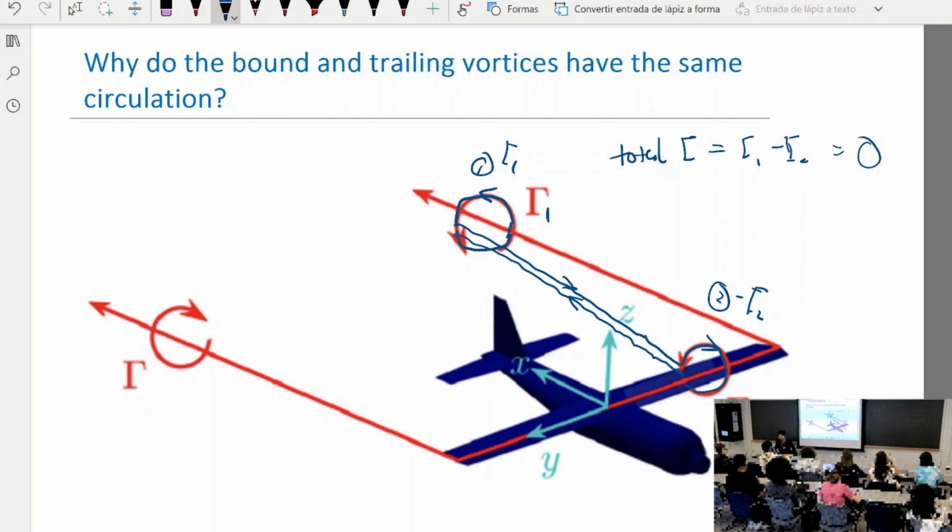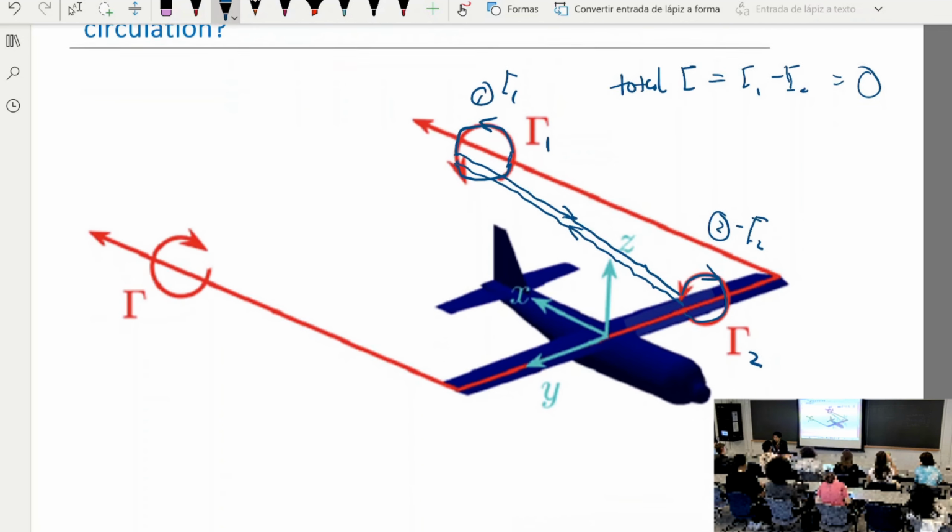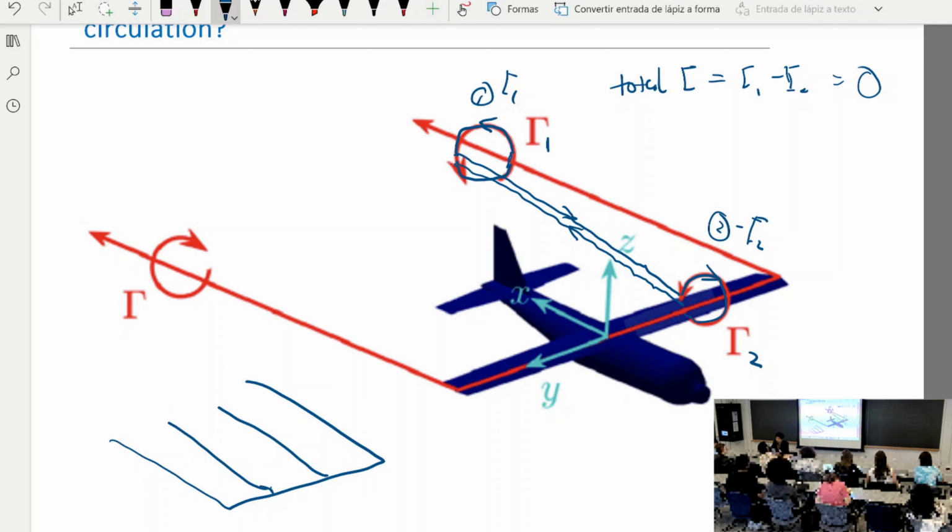And by the way, you can use the same line of reasoning to show why, for example, if I have multiple vortices coming out of the wing, and this part is gamma 1, this part is gamma 2, then of course by the same reasoning, this part has to be gamma 1, and you can also show that this inner part has to be gamma 1 plus gamma 2. So you can do something very similar to show that. All right. Any questions?